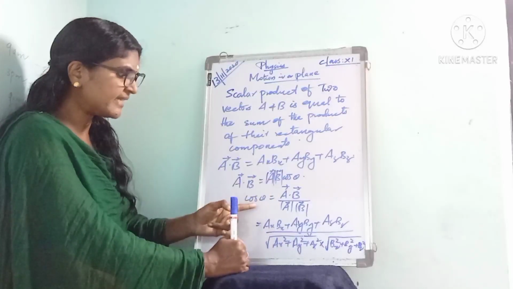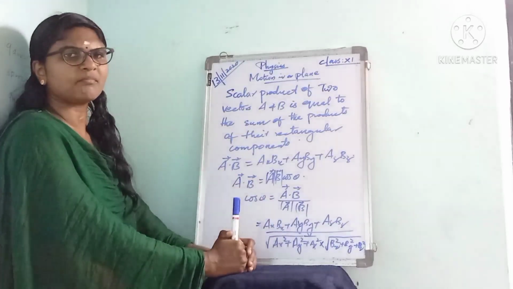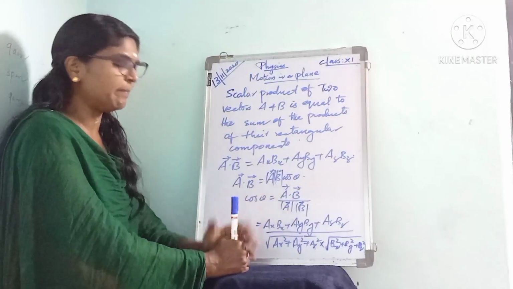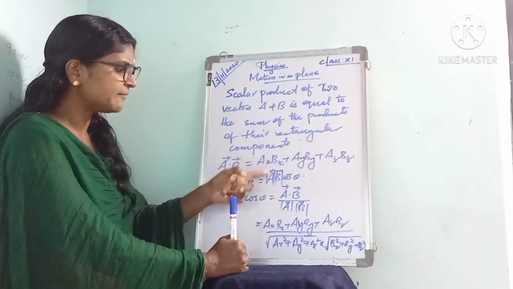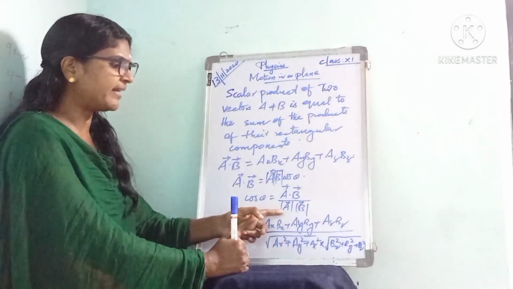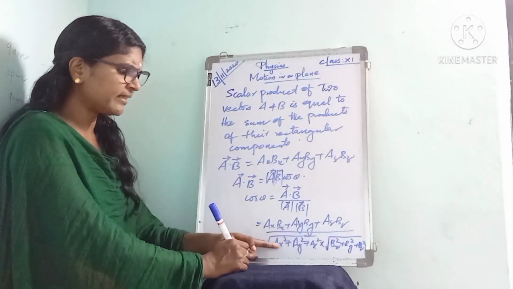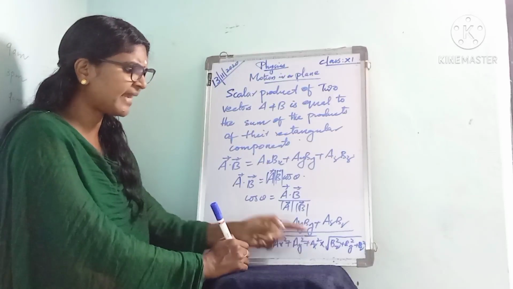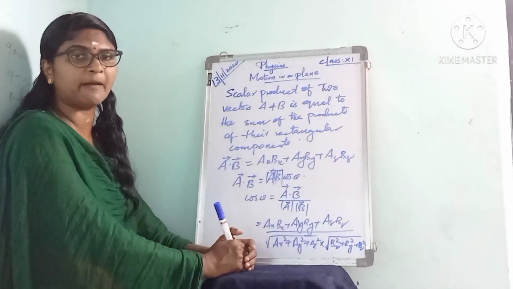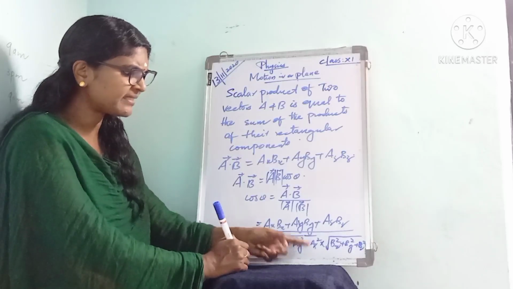From this we can write cos theta as what? A dot B divided by mod A mod B. Then instead of A dot B we can write AX BX plus AY BY plus AZ BZ. Then what is modulus of A? It is equal to square root of AX square plus AY square plus AZ square. Mod A is actually in terms of rectangular components.